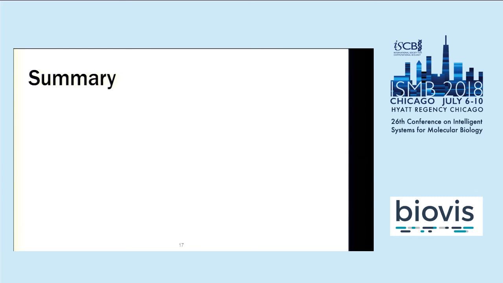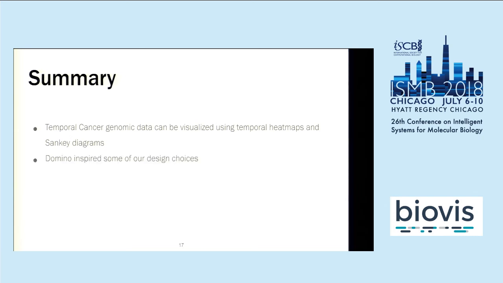So as a summary, temporal cancer genomics data can be visualized using temporal heat maps and Sankey diagrams, and also timelines. And the tool Domino inspired our design choices, like the way we make connections and how we sort and group. And all in all, the design sprint technique helped us to develop a new concept within only 5 days. We still have to evaluate it, but we think it might be a good starting point for other projects too.